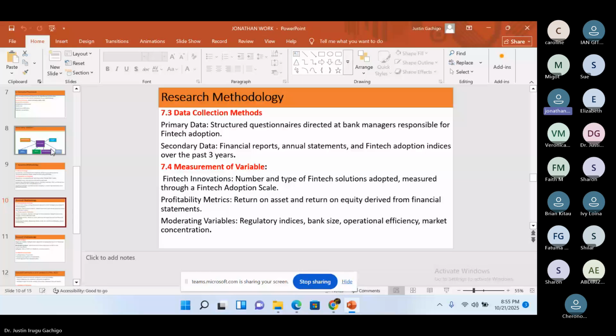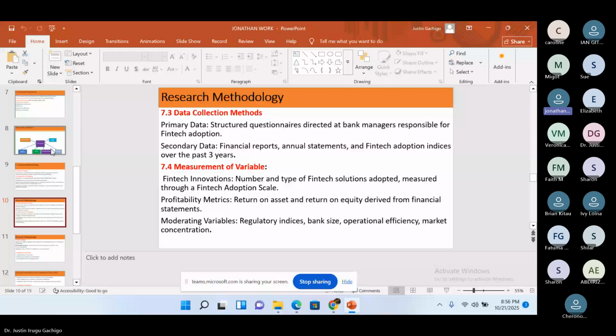In terms of measurement, for FinTech innovations, the number of types of FinTech solutions adopted, measured through FinTech adoption scales. Then profitability metrics, that is, I'll use ROA and ROE, that is return on assets and return on equity, derived from financial statements. Moderating variables, that is, I'll use regulatory indices, bank size, operational efficiency, and market concentration.